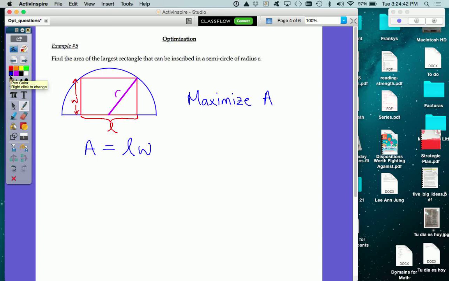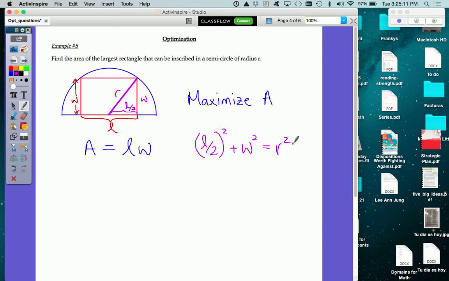And if I look at my picture, I see a couple of possibilities, but Pythagoras kind of looks like the best one. I can see, for example, that this leg of this triangle is going to be 1/2 of L, and of course this is going to be W. And that gives me, very nicely, that (L/2)² + W² needs to equal R².